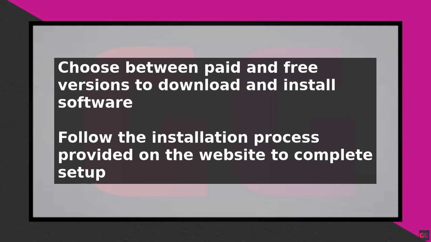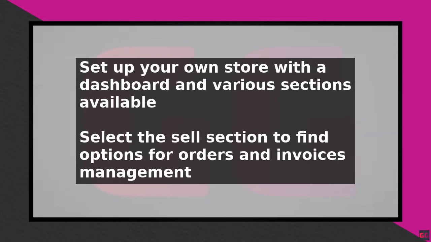Following the installation process provided on the website, once installed, set up your own store, which will have a dashboard with sections including Sell, Improve, and Configure. In the Sell section, you can find options for orders, catalog, customers, customer service, and stats. Select the Orders option. Then choose Invoices to view and manage your invoices.